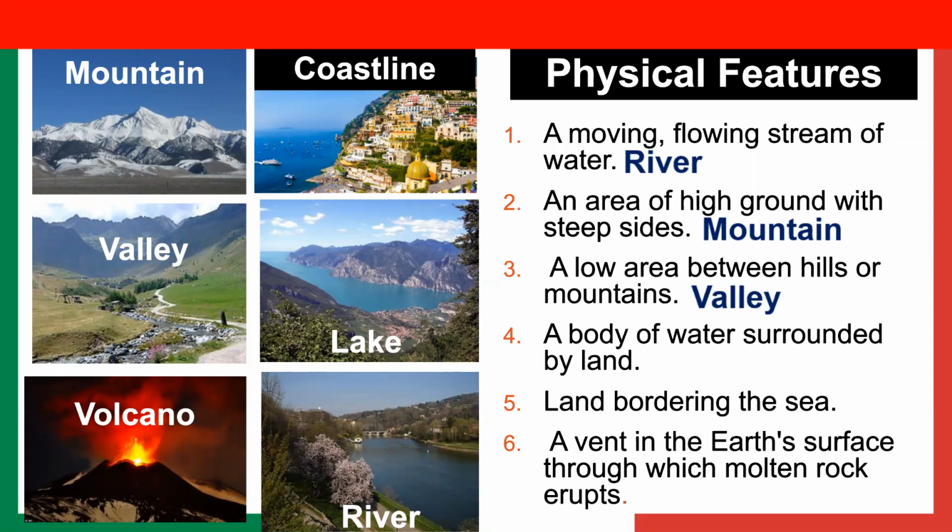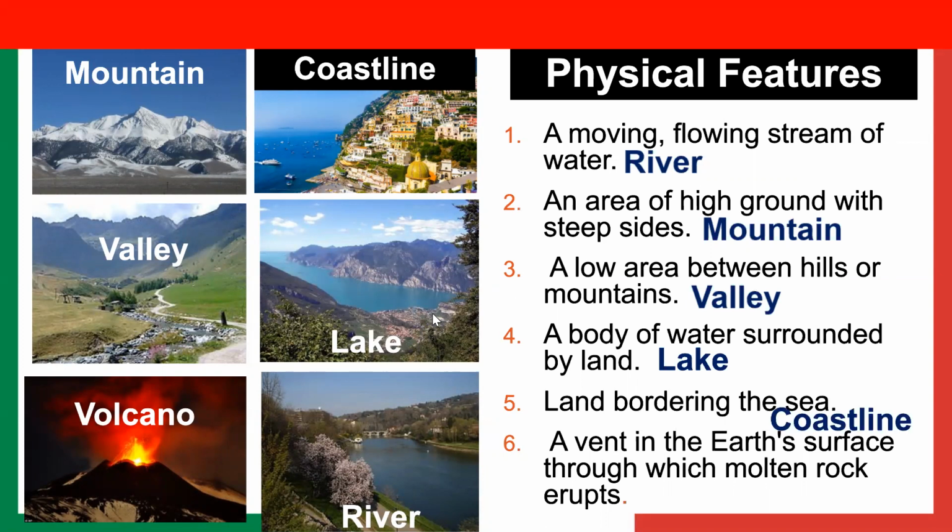Number 3, a low area between hills or mountains is our valley. We can see this low area with all the hills and mountains surrounding it. Number 4 is lake, a body of water surrounded by land. And we can see that body of water there surrounded by the land.